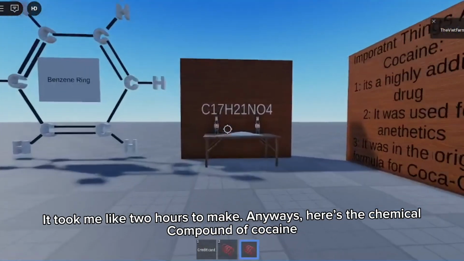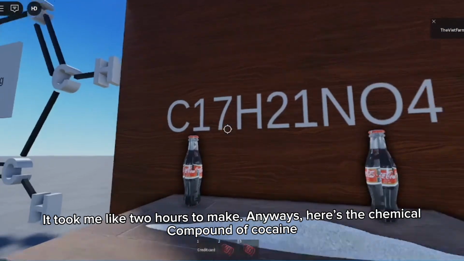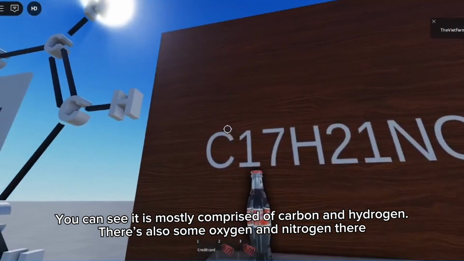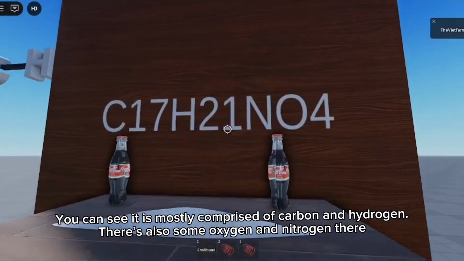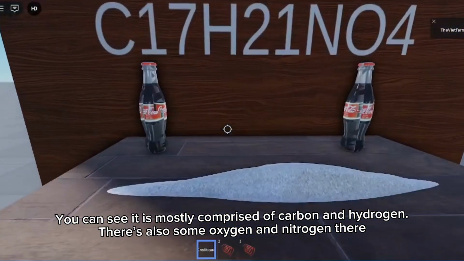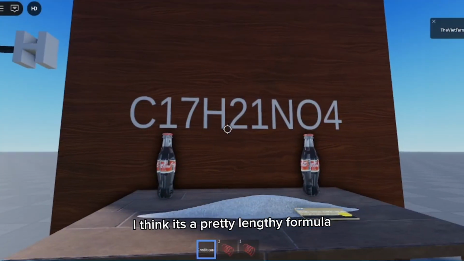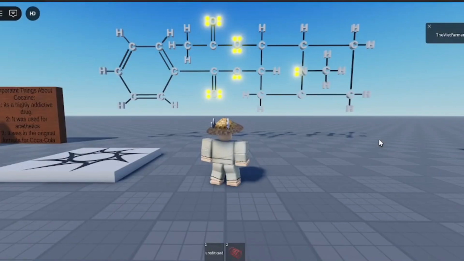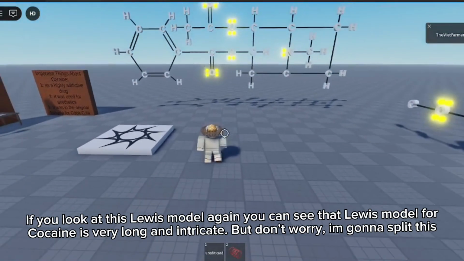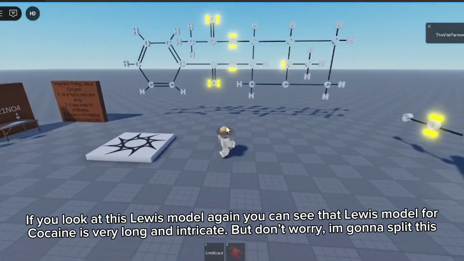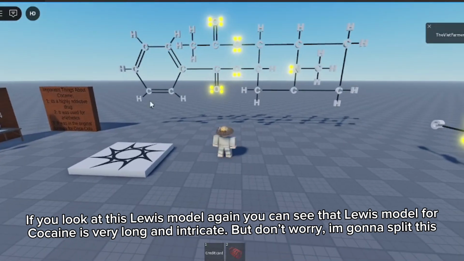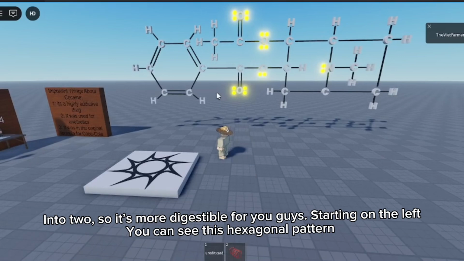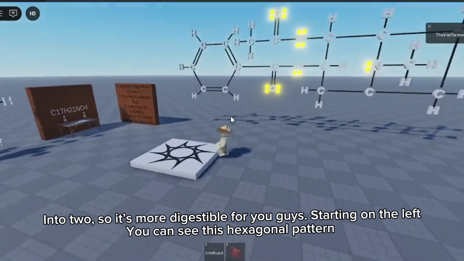Anyways, here's the chemical compound of what we call cocaine. You can see it's mostly comprised of carbon and hydrogen. There's also some oxygen and nitrogen there as well. But yeah, I think it's a pretty lengthy formula. If you look at this Lewis model again, you can see that this Lewis model of cocaine is very long and intricate. But don't worry, I'm going to split this into two so it's more digestible for you guys.